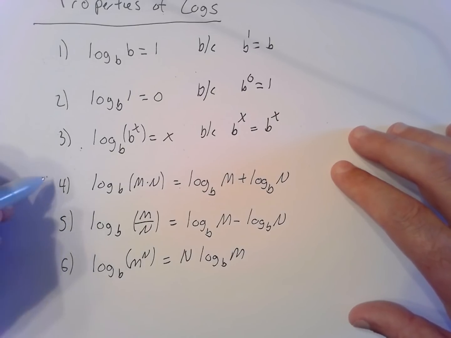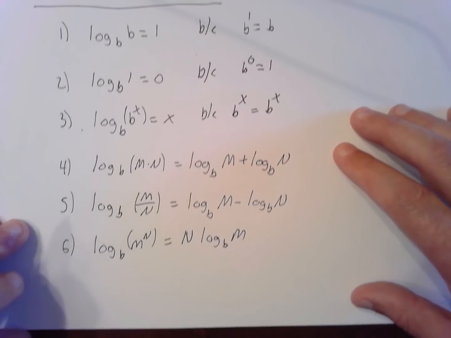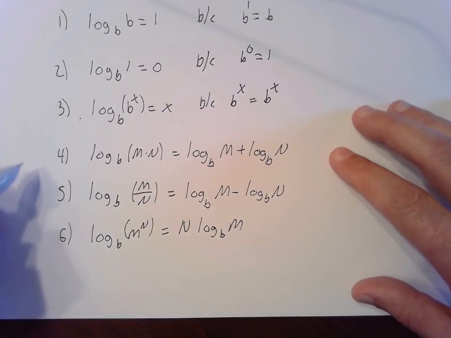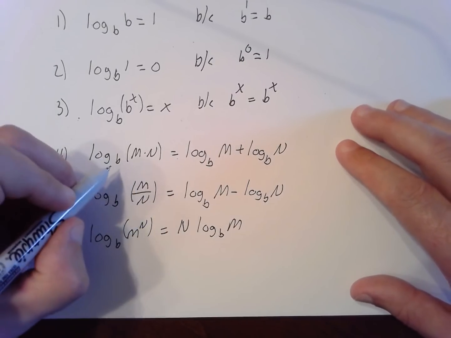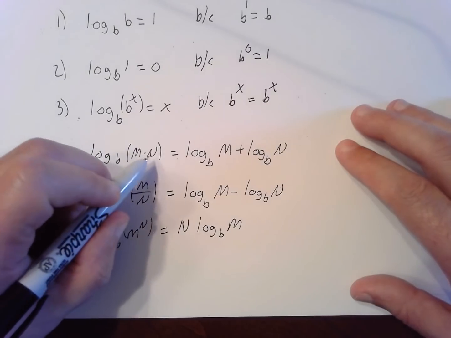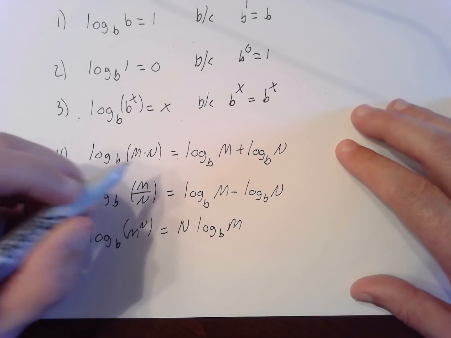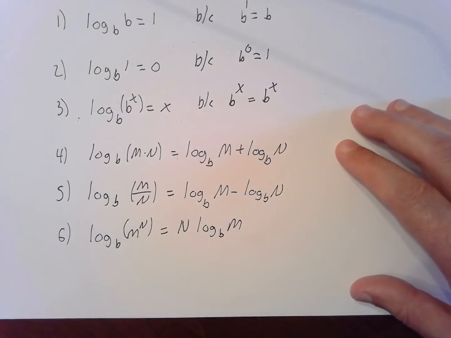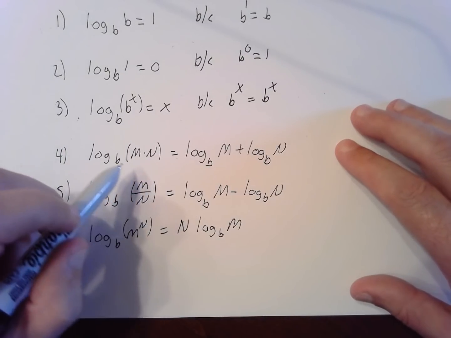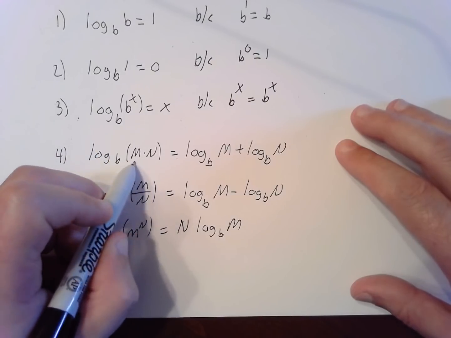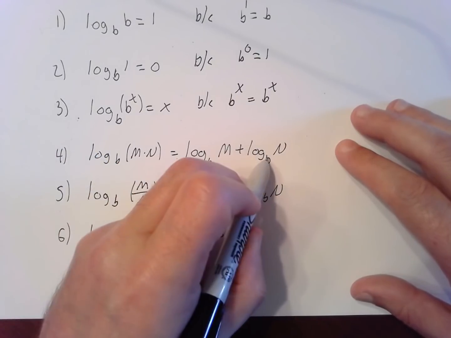Okay, these three you just have to believe me on. I'm not going to prove these three. It's a lot of work to prove them. It's in your book if you want to look it up. Log base b of m times n. Just think about rules of exponents. If you multiply like bases, you add the exponents. Well, logs are exponents, so multiplied inside becomes added outside.